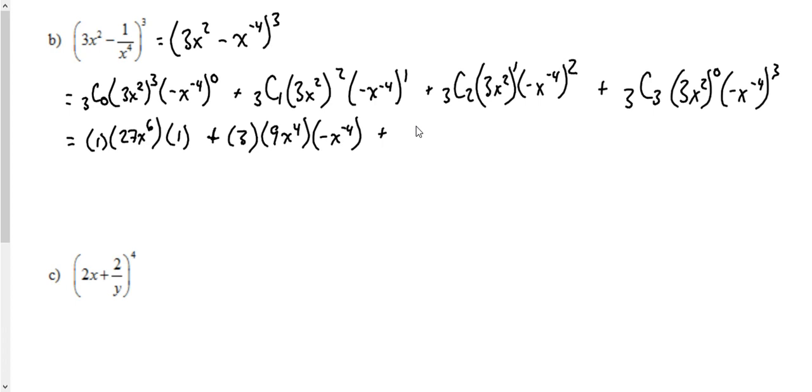Plus another 3. And this one is just 3x squared because that's to the exponent 1. And here, this one will be negative x times negative x, which is positive x. And negative 4 times another exponent, negative 4, really. So basically you wrote this one out twice. Negative x, negative 4.